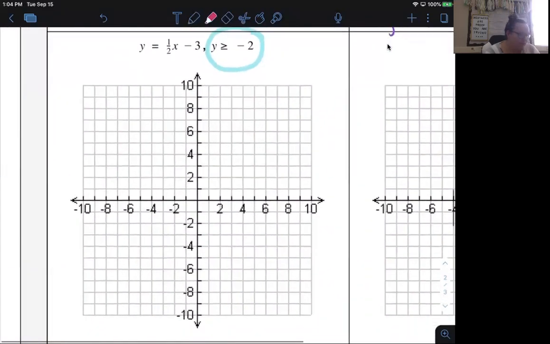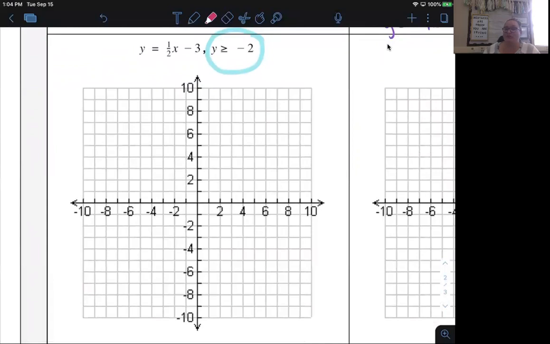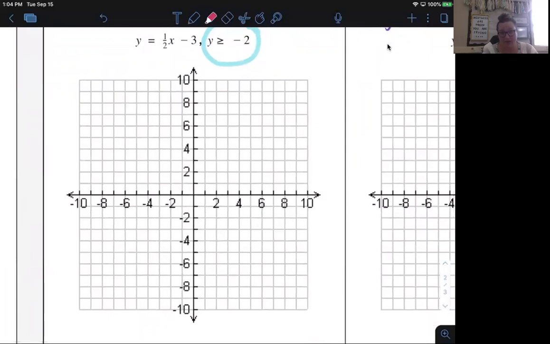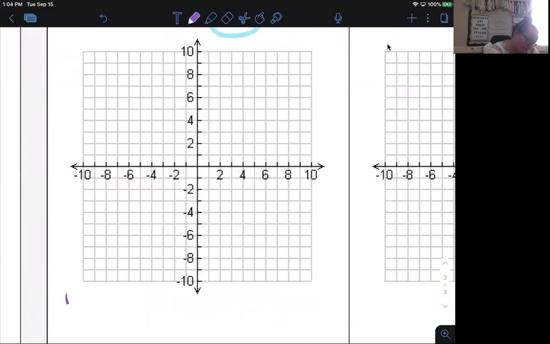So now we have a restriction on the range. We have our function y equals 1/2 x minus 3, but y has to be greater than or equal to -2 this time. So again, we only have one restriction, that y has to be greater than or equal to -2. So we're gonna find one endpoint, and we're gonna use the slope.